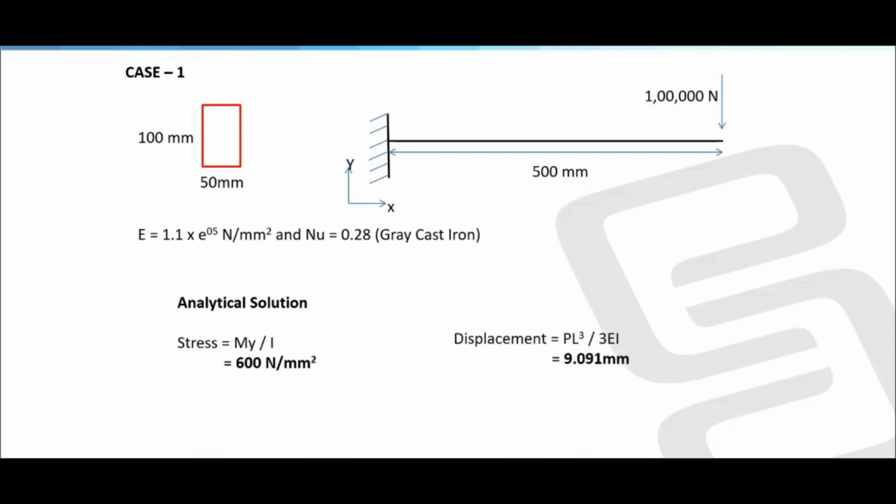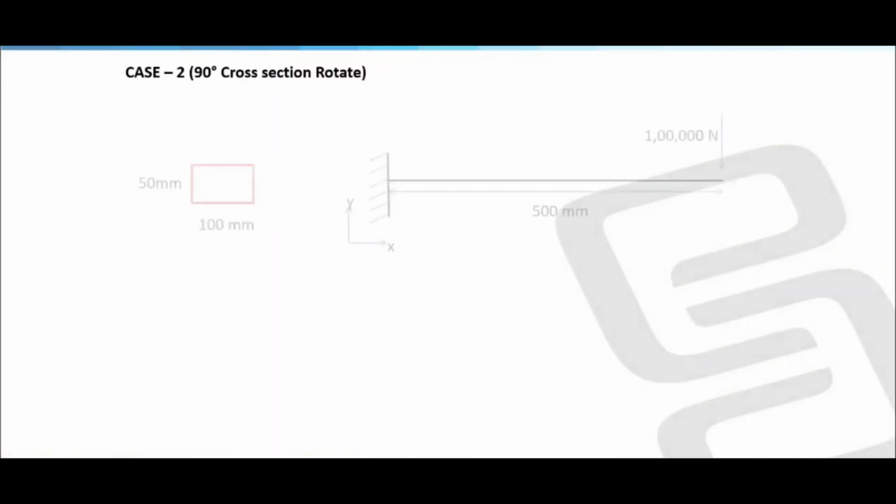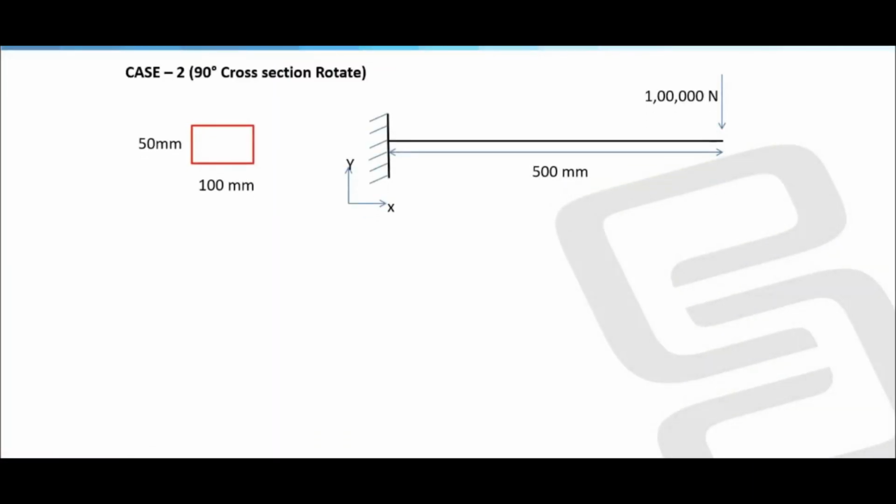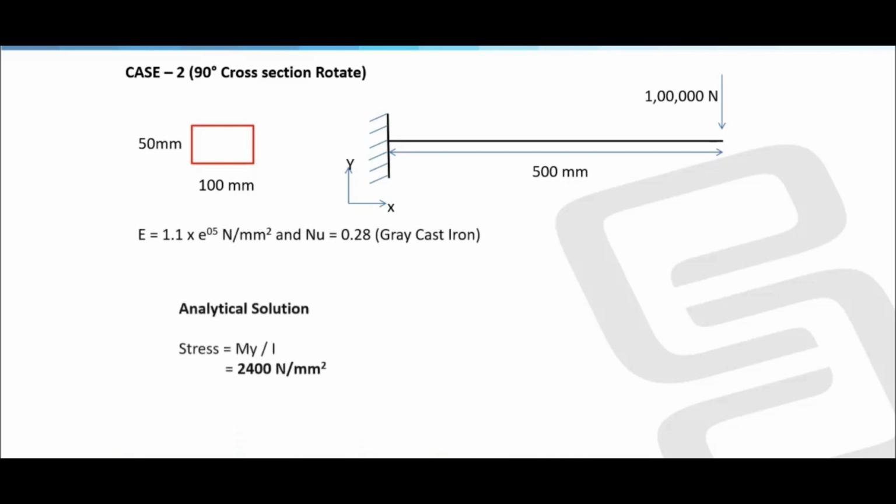Now case 2 is also similar, but the only difference is the cross section is rotated by 90 degree. So I will show you the case 2 here as well. So in case 2, everything is same. The only difference is the cross section is rotated by 90 degree.